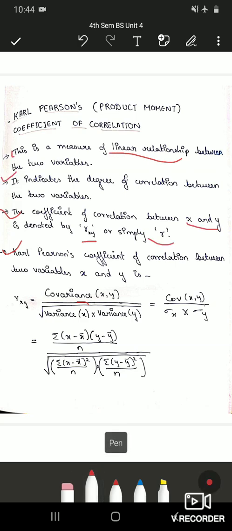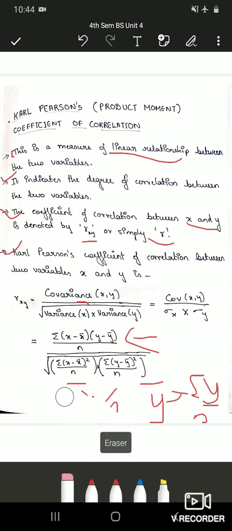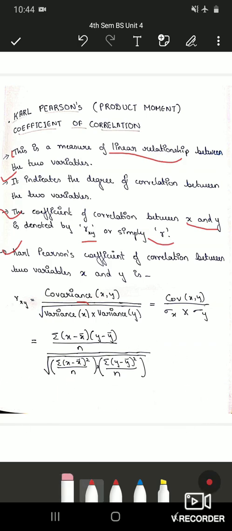So you can substitute with the formulas. The formula for covariance of two variables x and y is summation of x minus x bar into y minus y bar, where x bar is summation x by n and y bar is summation y by n. I'll explain how to calculate all these terms while solving problems. So now remember the formulas. This is the formula for covariance of x comma y: summation x minus x bar into y minus y bar whole divided by n.